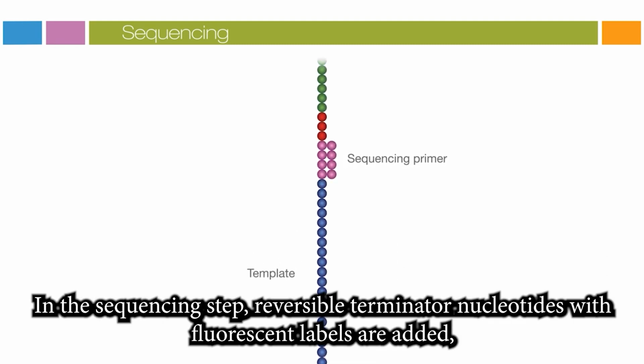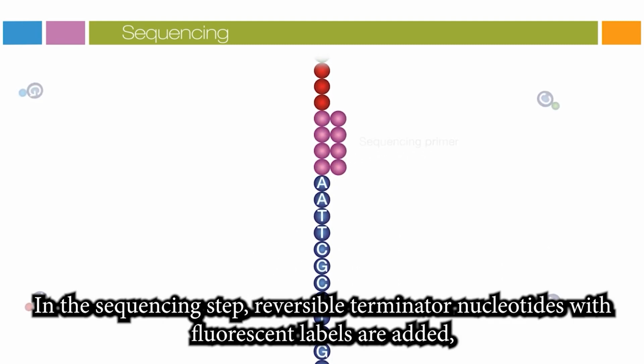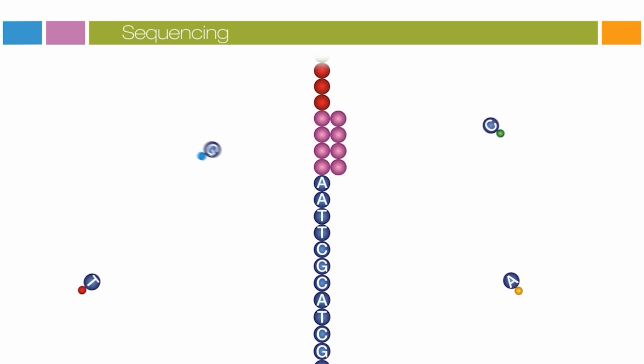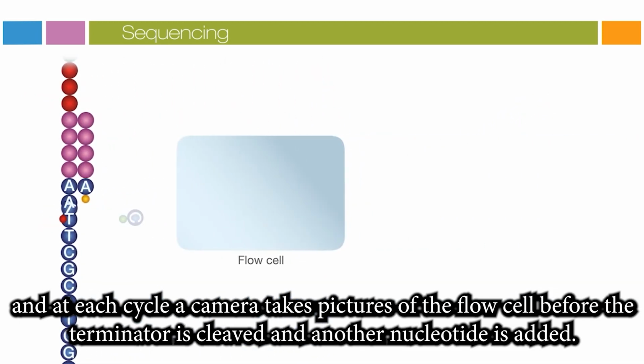In the sequencing step, reversible terminator nucleotides with fluorescent labels are added. And at each cycle, the camera takes pictures of the flow cell before the terminator is cleaved and another nucleotide is added.